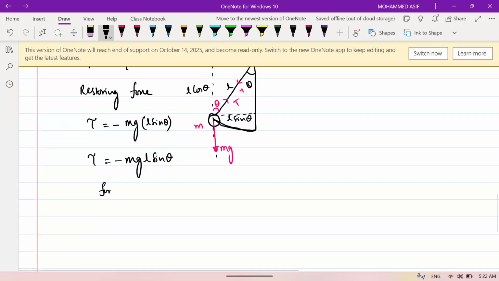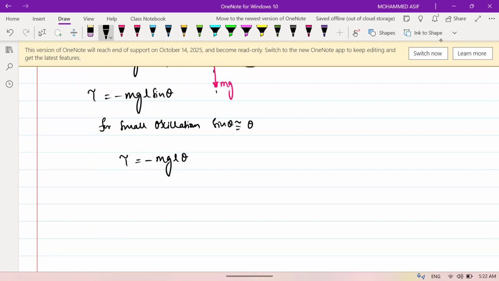For small oscillations, sin theta will be approximated to theta. So tau will be equal to minus mg into L into theta. Now from rotational mechanics, you know the torque is equal to I into alpha, where I is the moment of inertia. So minus mg L theta is equal to I alpha. From this, angular acceleration alpha will be equal to minus mg L divided by I into theta.